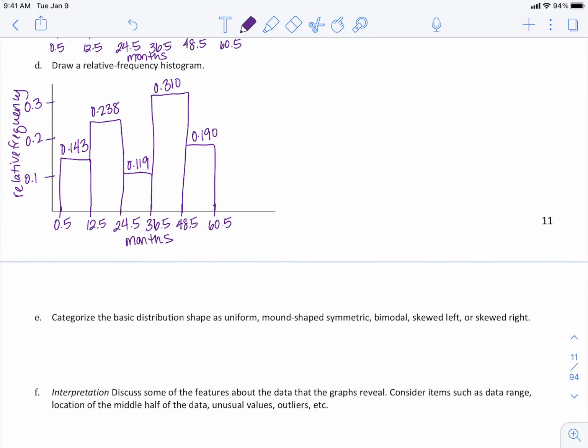Categorize the basic distribution shape as uniform, mound-shaped symmetric, bimodal, skewed left, or skewed right. Please answer this question now. Okay, for this one, the correct answer is this is bimodal. Okay, you can see here we have 2 peaks on our data. Okay, the only other thing you could possibly argue, I'm going to say the modes are close.